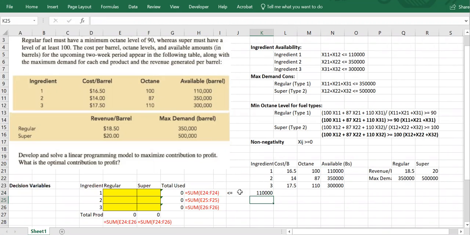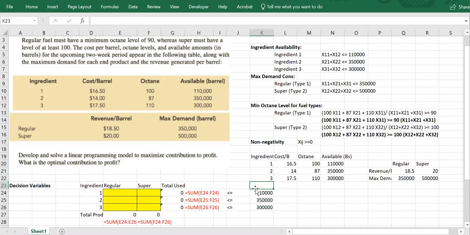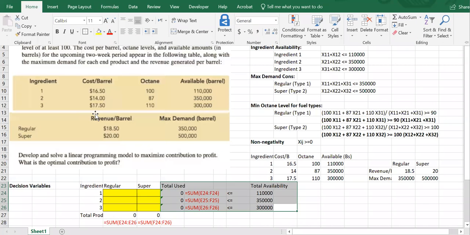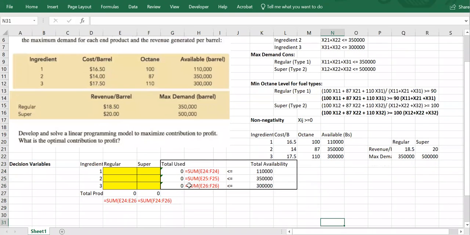110,000, 350,000, and 300,000 for each ingredient. So the total used should be less than or equal to the total available. All right, so that defines my availability constraint. Maybe I just take this, maybe go up a little bit. All right, the total availability and also the maximum demand.